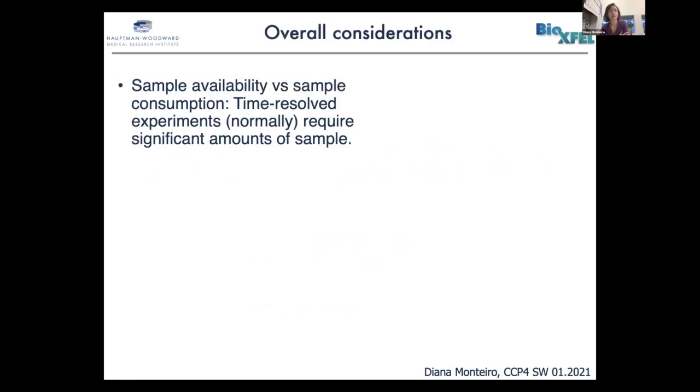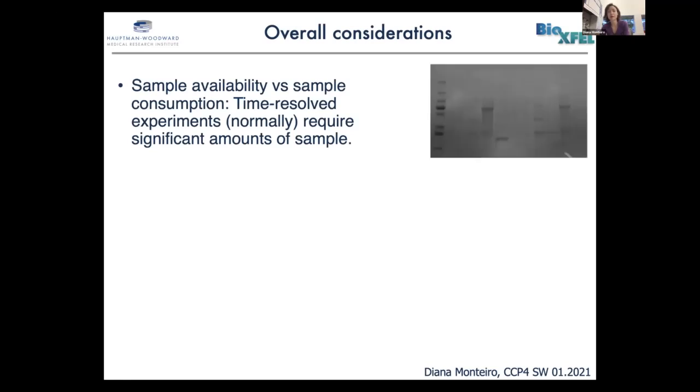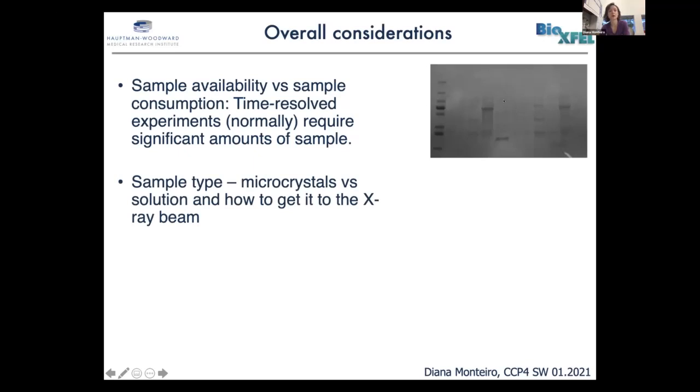So overall considerations, as Aaron said, we're always worried about sample availability because we're constantly refreshing our sample. And time-resolved experiments actually normally require a significant amount of samples. So maybe you start here where, oh, hello, there's a band of my protein, and eventually you'll get to trying to figure out how to express it, what kind of sample do you need? Do you need microcrystals? Do you need it to be in solution?